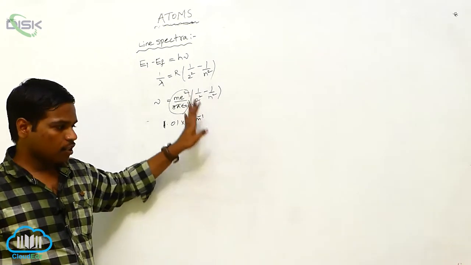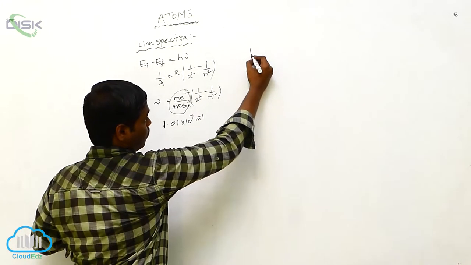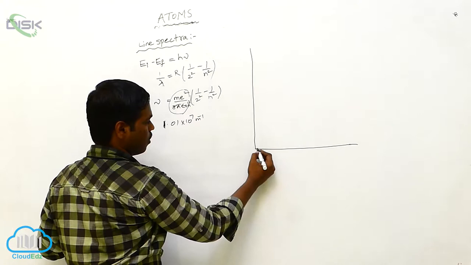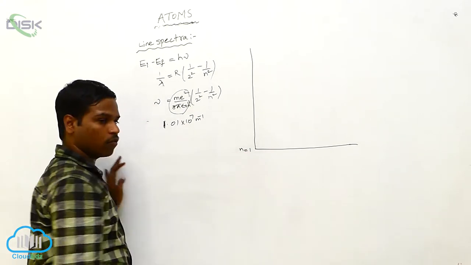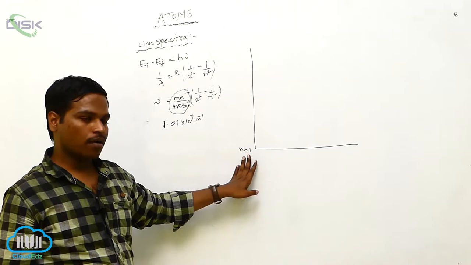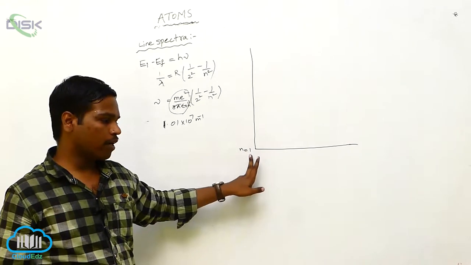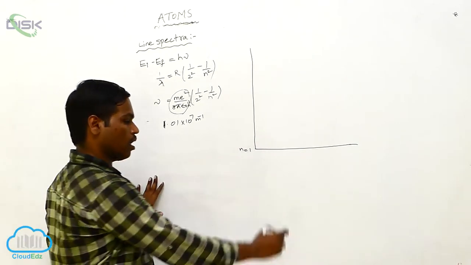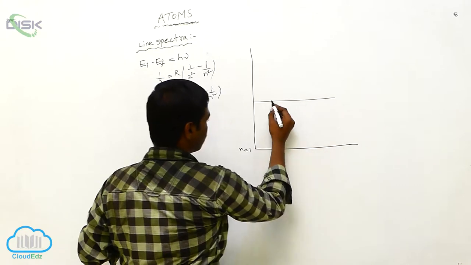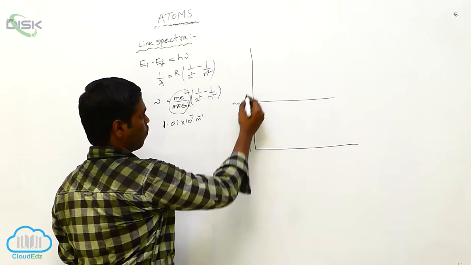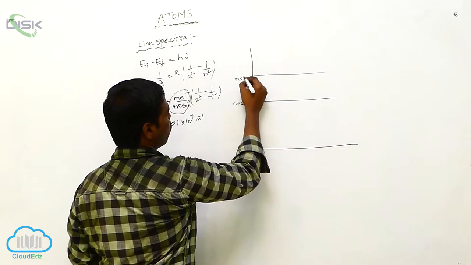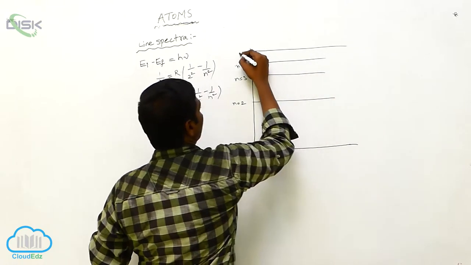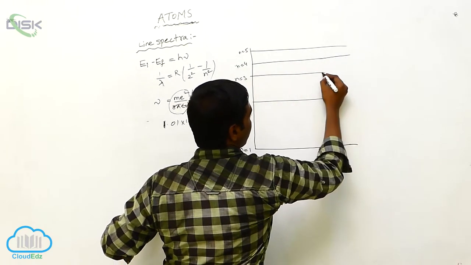Then, for the spectral series, these are the energy levels. This is the first energy level, n equal to 1. This is the quantum number n equal to 1 for the first level, or the ground state energy level. Taking more energy levels, n is equal to 2, n is equal to 3, n is equal to 4, n is equal to 5. These are the different energy levels.